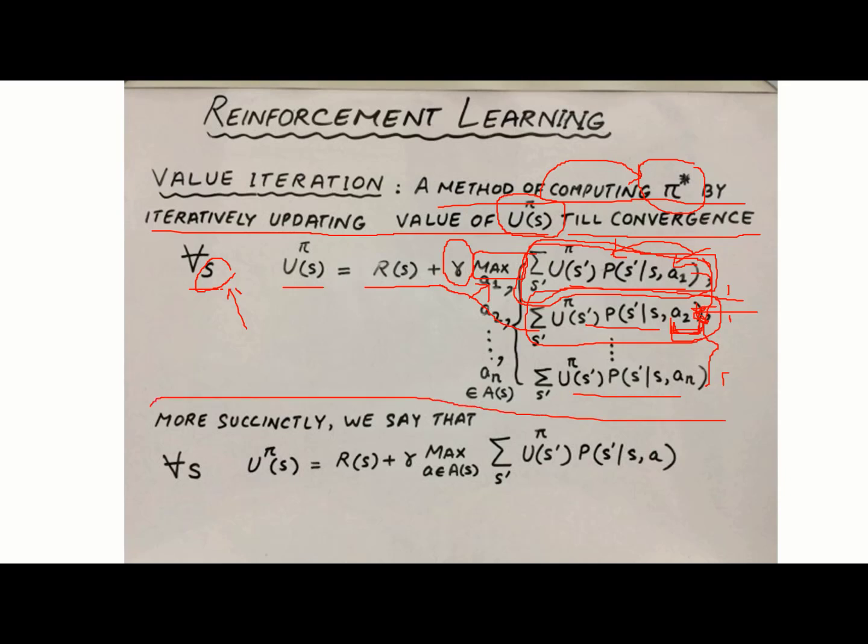This whole process can be more succinctly represented as the following mathematical expression. We say that for all s, U pi of s will be updated as R of s plus gamma times the maximum of this expression, which is the same as the one that is written above. But instead of writing A1, A2, AN, we just say a belongs to the set of actions taken in that state. So this is just a brief or a more neat representation of what we have described earlier.